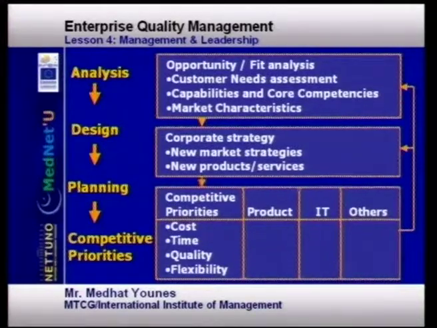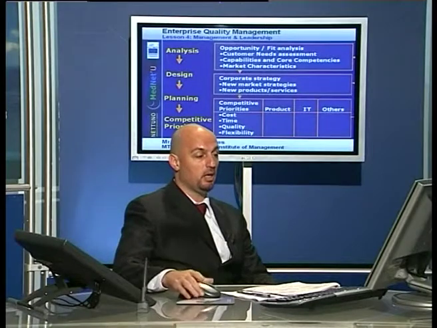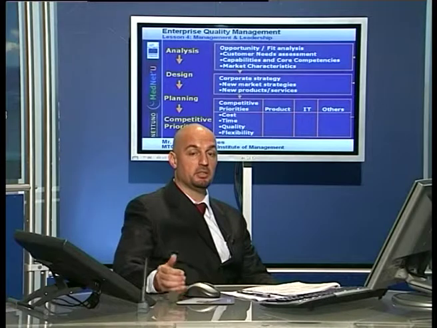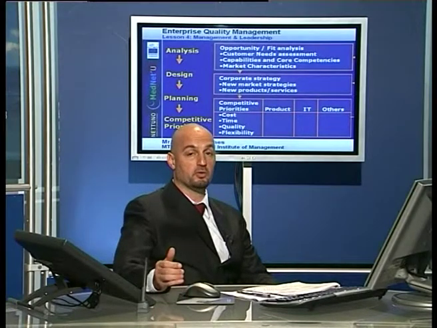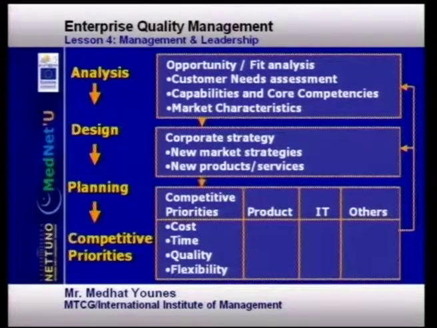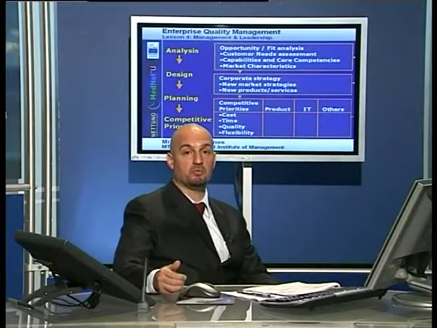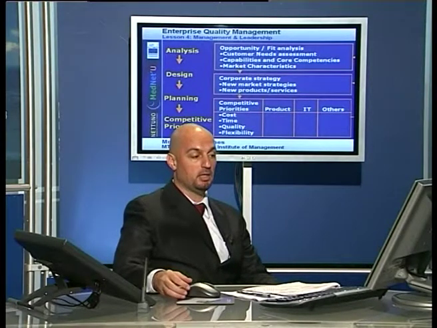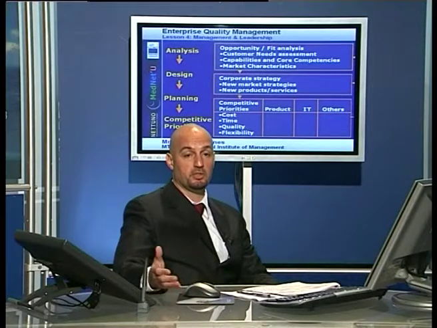An example of product competitive priorities would include cost, so you'll try to reduce your cost. Time, you try to reduce your production time. Maybe you have very strong skills and good quality infrastructure, so you'll focus on quality. And of course, flexibility, in case your design allows you flexibility in adding new features and in customizing your product or services to your clients.